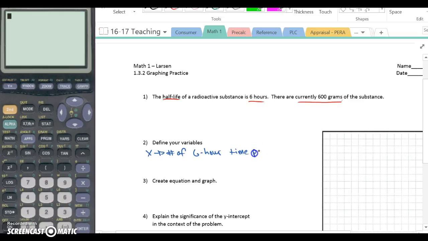time periods, or periods of time, or we said chunks of time, however you want to say it. And then Y would be, after so much time passes, the final amount of the substance in grams.